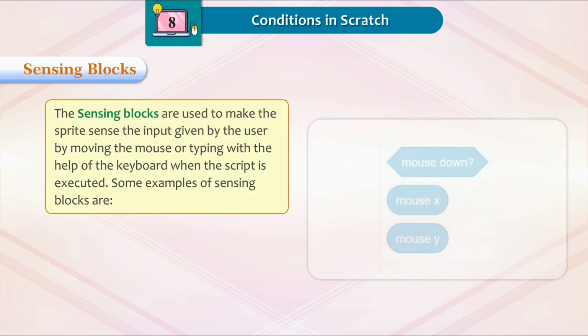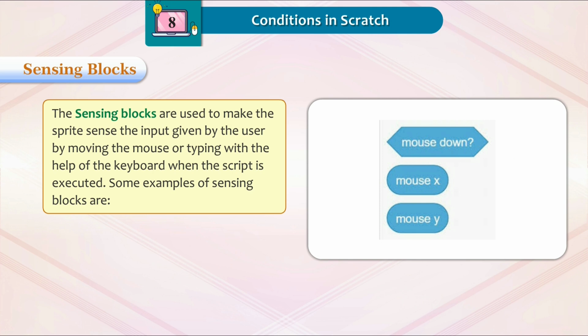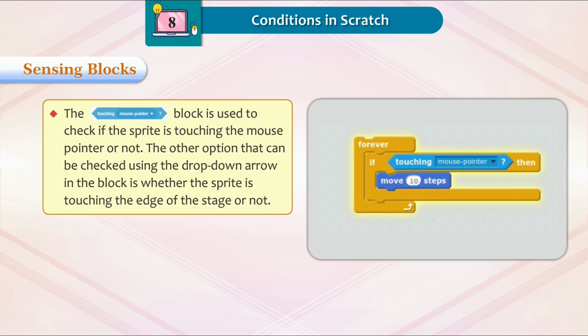Sensing blocks. The sensing blocks are used to make the sprite sense the input given by the user by moving the mouse or typing with the help of the keyboard when the script is executed. Some examples of sensing blocks are: the touching mouse pointer block is used to check if the sprite is touching the mouse pointer or not. The other option that can be checked using the drop-down arrow in the block is whether the sprite is touching the edge of the stage or not.